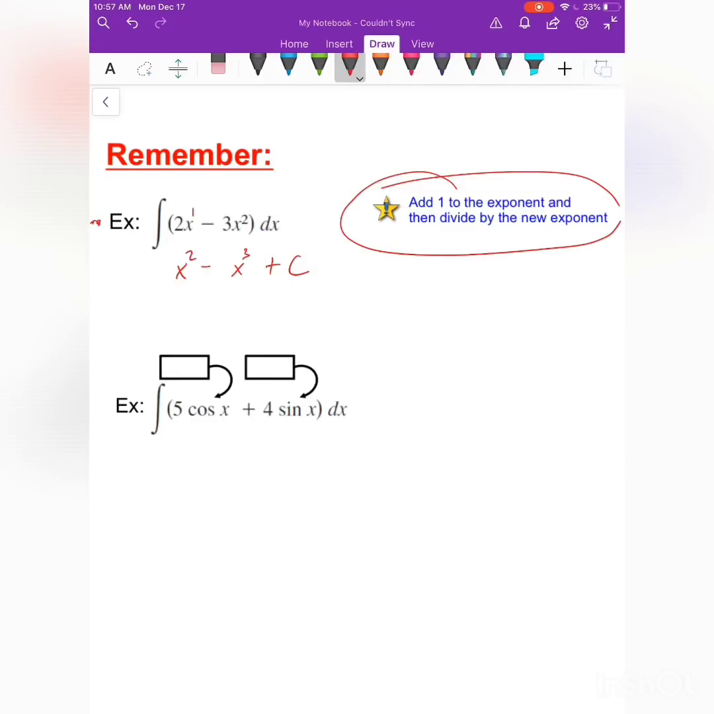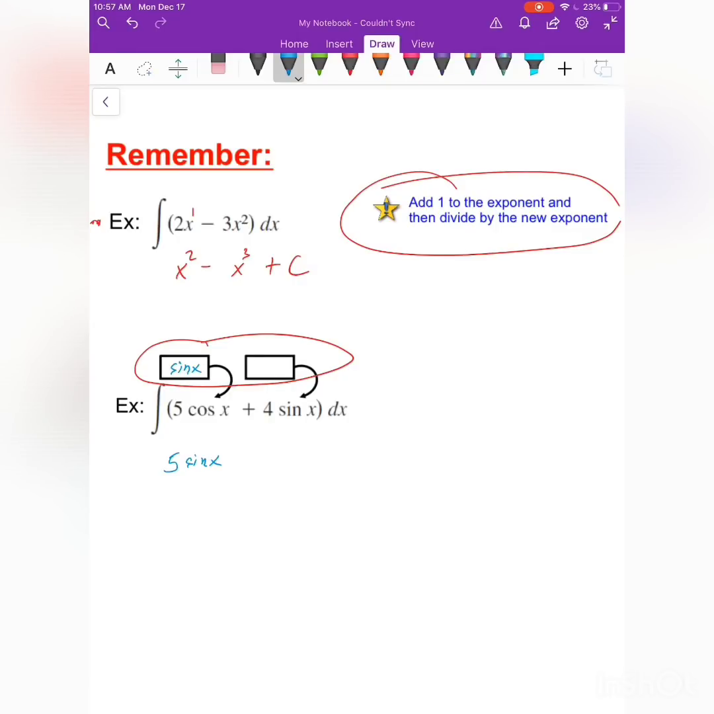The other rule we'll need for today is with trig functions, and I gave you this handy-dandy chart of whose derivative is that. So for cosine, whose derivative is cosine? Sine x. So bring down the 5 because it's a coefficient, just like with derivatives, and you would write sine x here because sine x's derivative would be cosine.